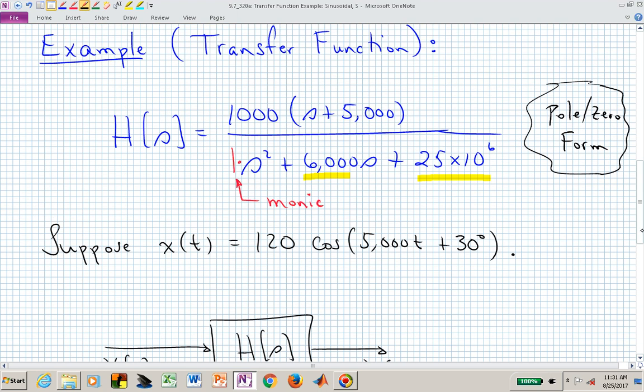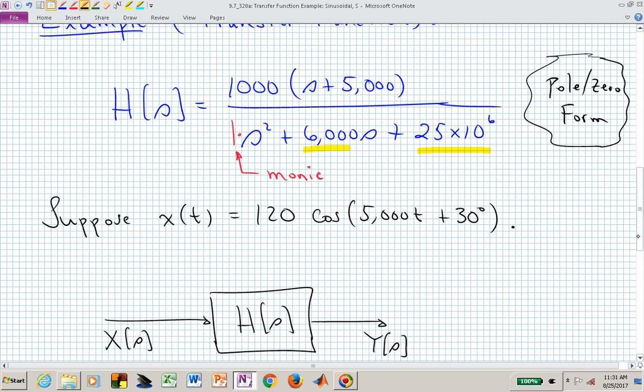We can say that those poles are actually located in the left half of the complex S-plane, because one, it's monic. Once we've normalized the denominator to be monic and it's a quadratic, then all we need to do to determine whether or not those poles are in the left half plane is to check, is this coefficient present? Is it there? And yes, it is. It's 6,000. And is it positive? And yes, it is. There's a positive number there.